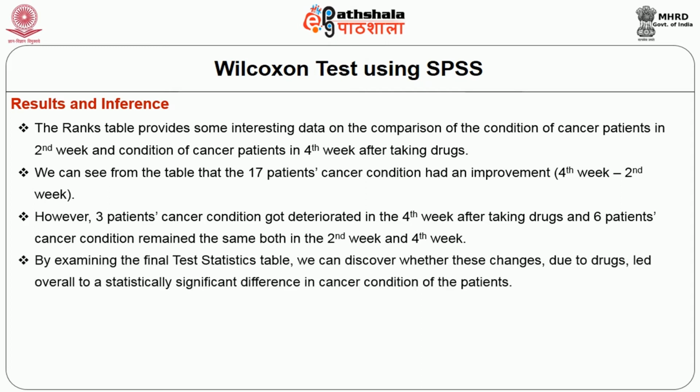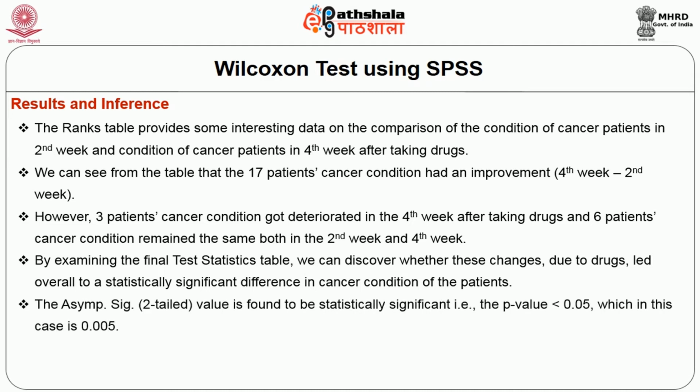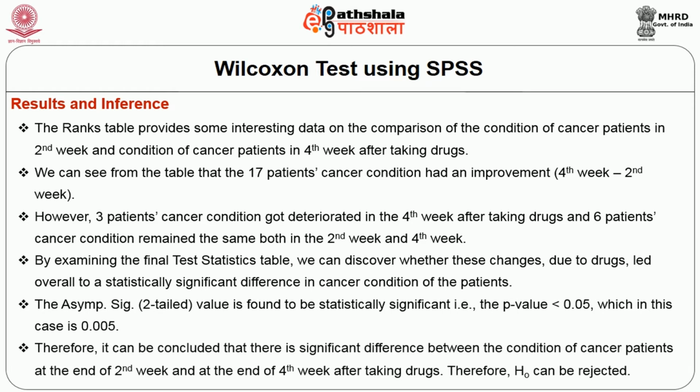Now, by examining the final test statistics table, we can discover whether these changes due to drugs led overall to a statistically significant difference in cancer condition of the patients. The asymptotic significance value is found to be statistically significant, that is, the p-value is less than 0.05. Therefore, it can be concluded that there is a significant difference between the condition of cancer patients at the end of second week and at the end of fourth week after taking drugs. Therefore, the null hypothesis could be rejected.